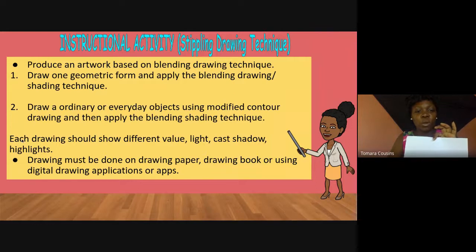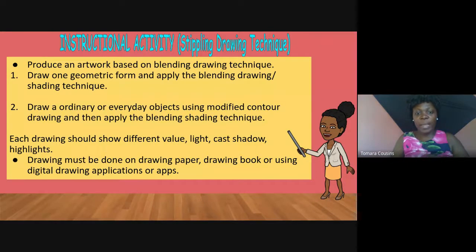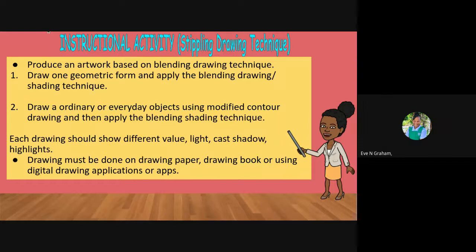Now your drawing should show a range of value, light, cast shadow, highlights, all of what you learned today. You can do it in a drawing book, on drawing paper, or you can practice doing it on a digital platform. For those persons already practicing digital art, I would love to see that for next class. So the class task, we started the geometric shape, which is the spheres, and you apply the blending technique. Now the assignment task is for you to apply this to any ordinary or everyday objects that we have. Is that clear? Yes, miss.